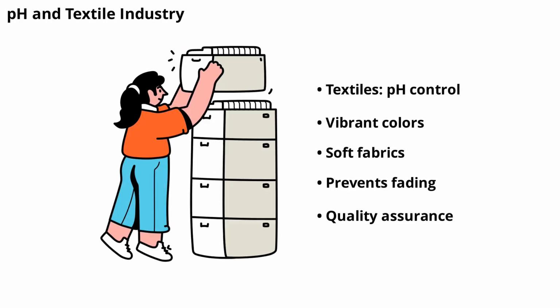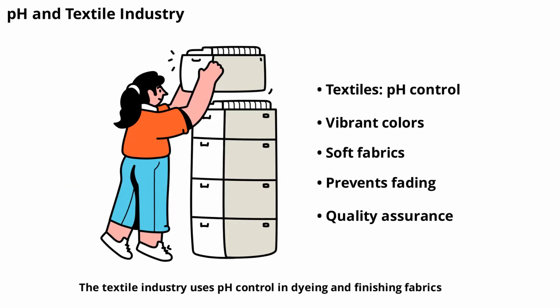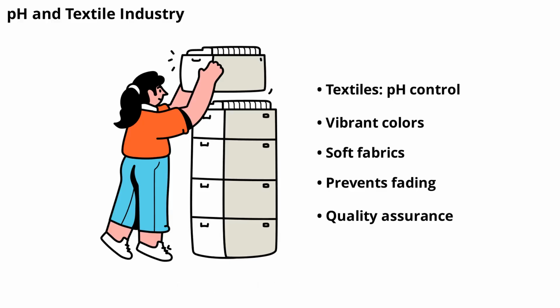The textile industry uses pH control in dyeing and finishing fabrics. The right pH ensures colors are vibrant and fabrics are soft. Incorrect pH can cause colors to fade or fabrics to weaken. Monitoring and adjusting pH is essential for producing high-quality textiles.